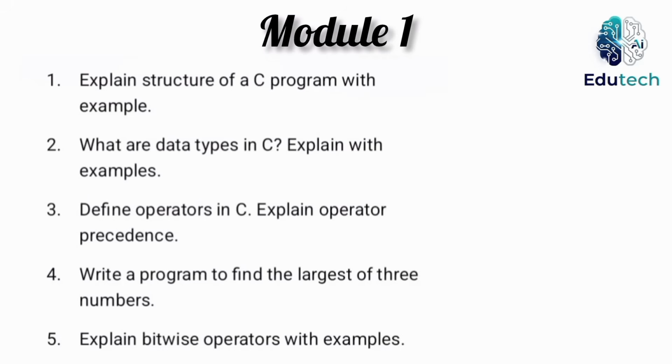Explain structure of C program with example. Every C program has three parts: header files, main function, and statements. Execution always starts from main.